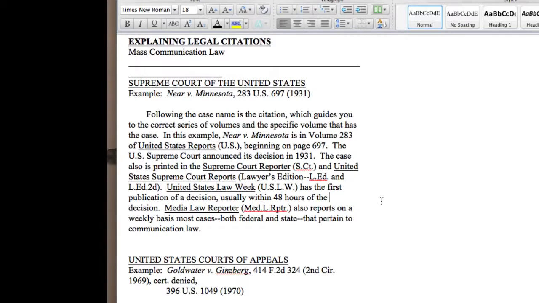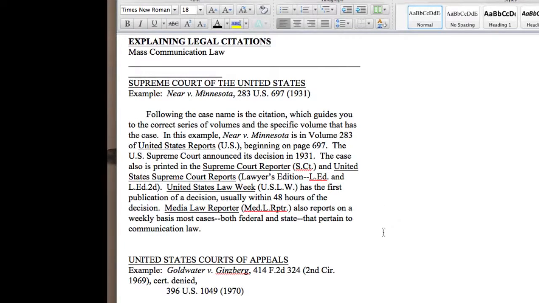So the case is also printed in the Supreme Court Reporter, which is S. period, capital C T period, the United States Court Reports, and you can see the citation there, the United States Law Week, and also the Media Law Reporter, and those are the abbreviations.